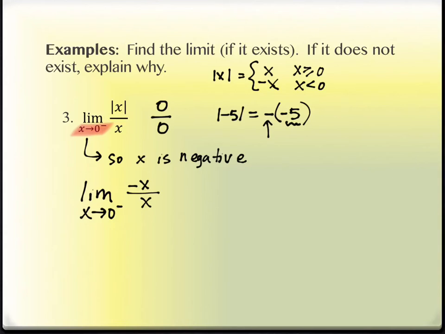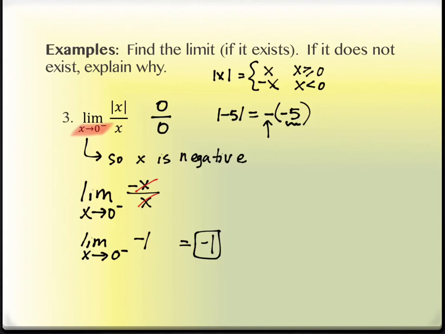So what's going to happen to my x's? They cancel. So what is negative x divided by x? It's negative 1. This is just negative 1 now. Now, if you think about it, it should make sense.